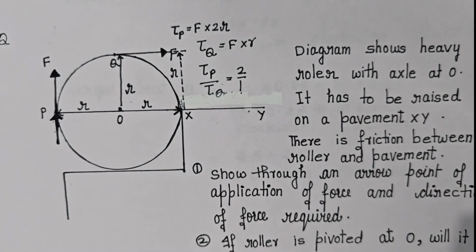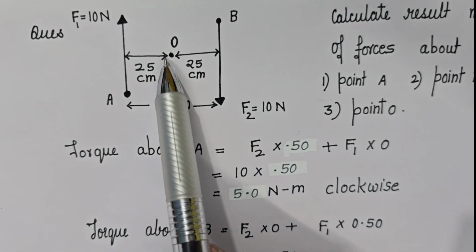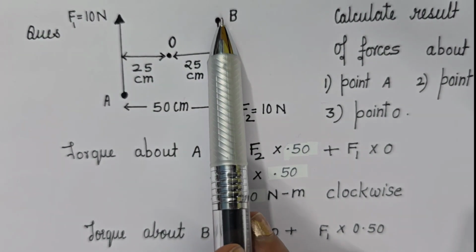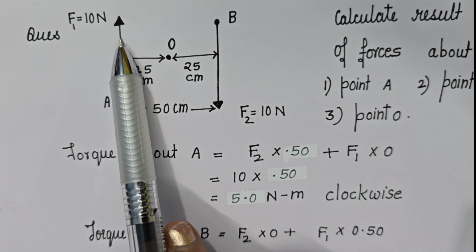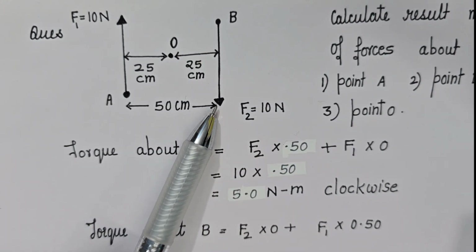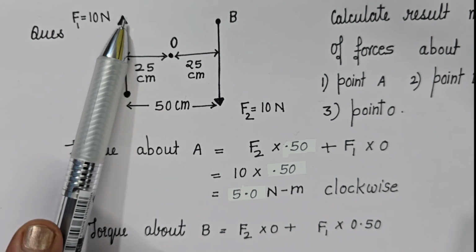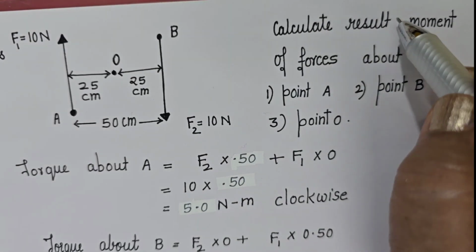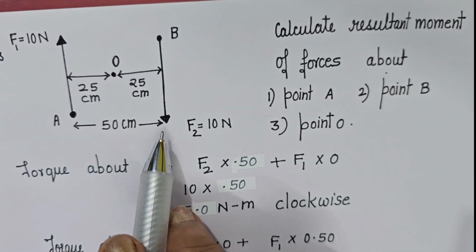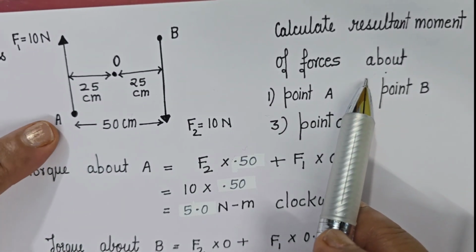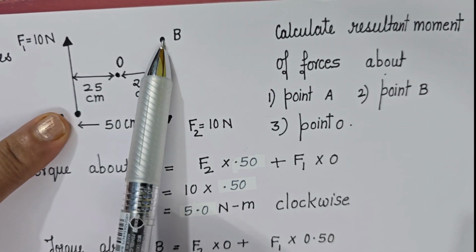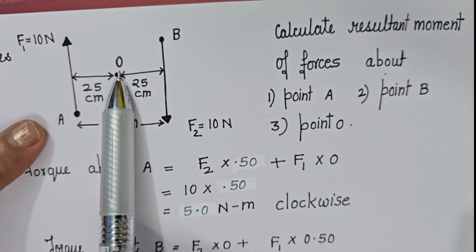Similarly, the second question I want to discuss is, in this question, a force is applied at point A and another force is applied at point B. Both the forces are of the same magnitude, but this force is in the downward direction and this force is in the upward direction. The question is asking you to find the resultant moment of the two forces, first about A, then about B, and then about O.